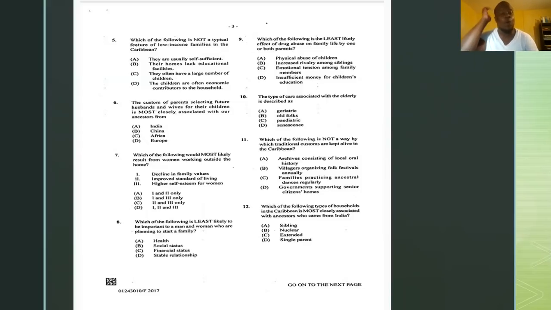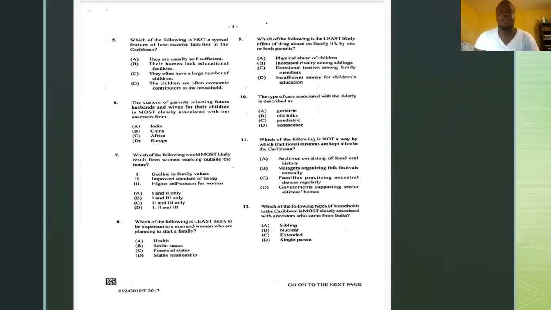Number 9 says, which of the following is the least likely effect of drug abuse on family life by one or both parents? Is it A, physical abuse of children, B, increased rivalry among siblings, C, emotional tension among family members, or D, insufficient money for children's education? So the answer for number 9 is B, increased rivalry among siblings.